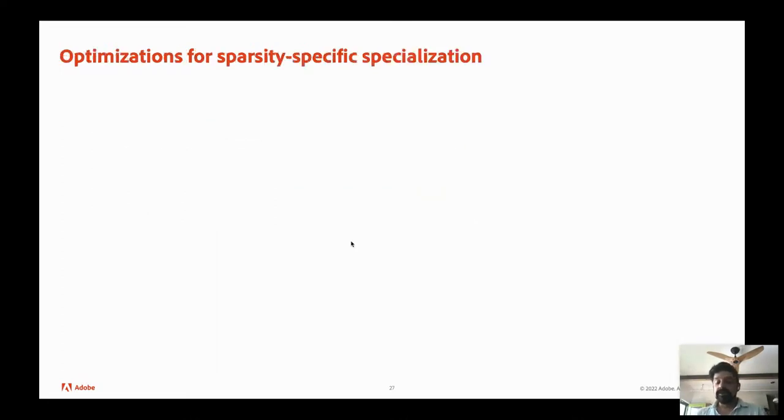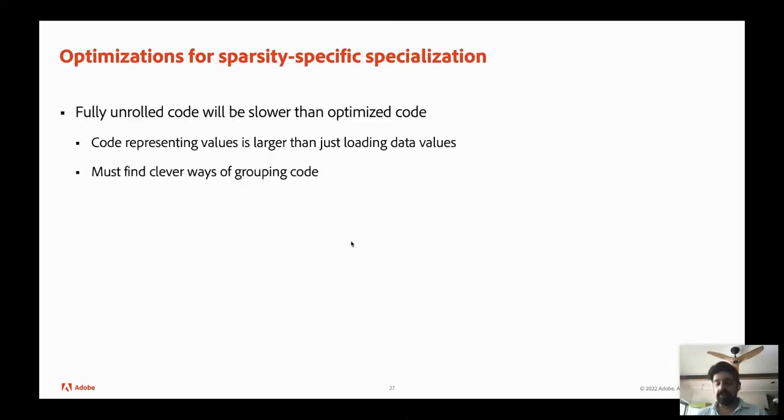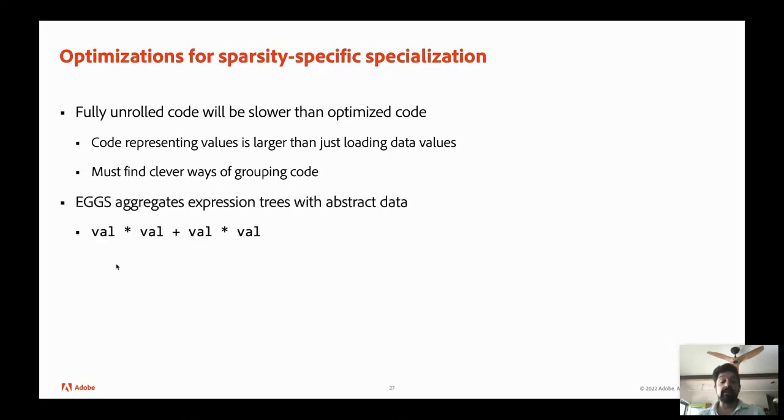Now, of course, the truth is if you actually generated that code, it would be extremely slow because all we've done is move the problem from loading data values to loading code that contains those data values. So that is not necessarily the most efficient way to do it. Instead, what we want to do is find clever ways of grouping that code so that we can transform it into a set of loops that efficiently compute.